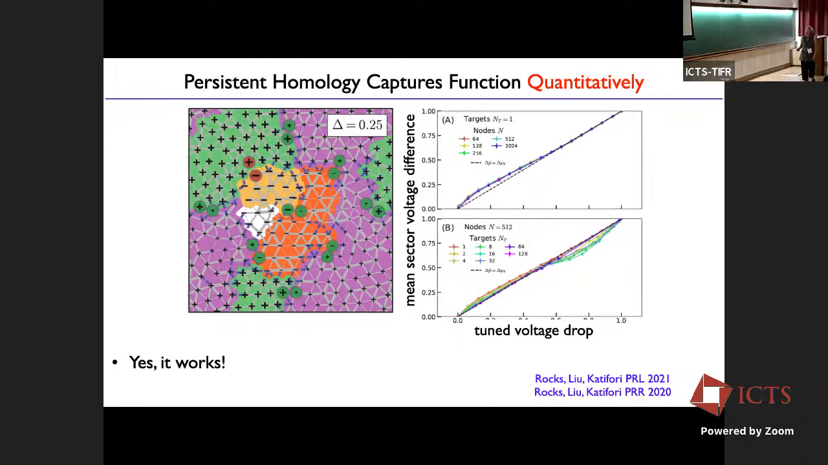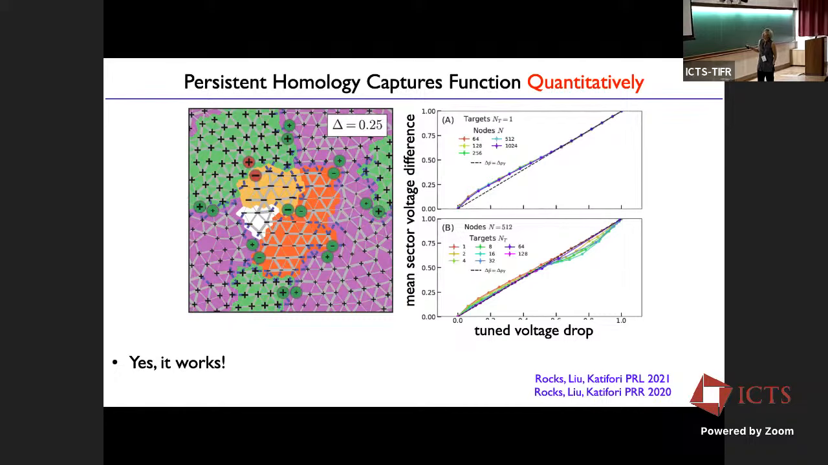So this is for thousands of networks, okay? Now all tuned to have the same kinds of responses. And what you see is the mean voltage within the sector, okay? The difference of this sector from this sector, for example, and comparing that to the target that spans those two sectors, the actual voltage drop that was tuned in, it's very close to this dashed line, which is 1.